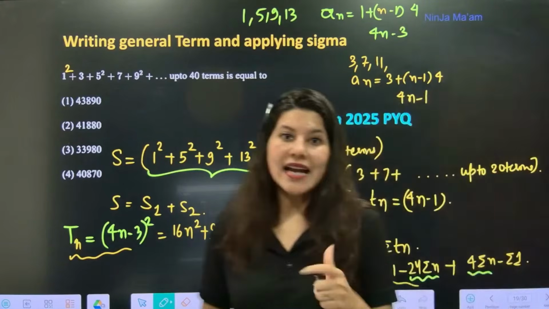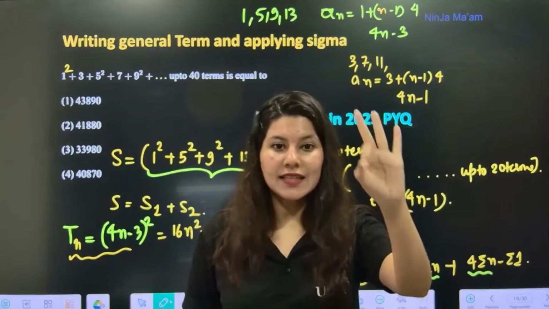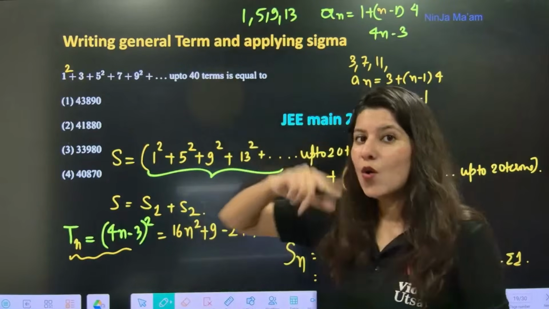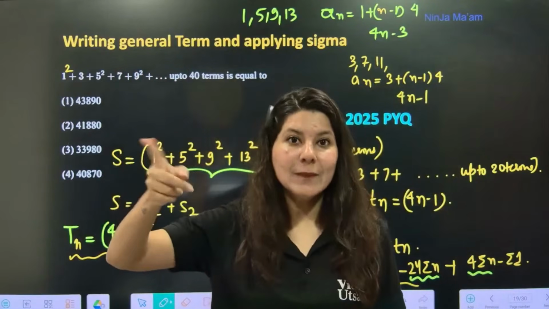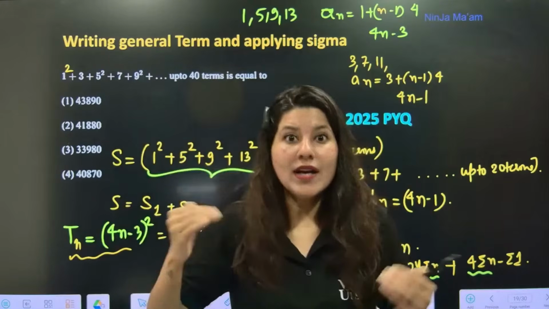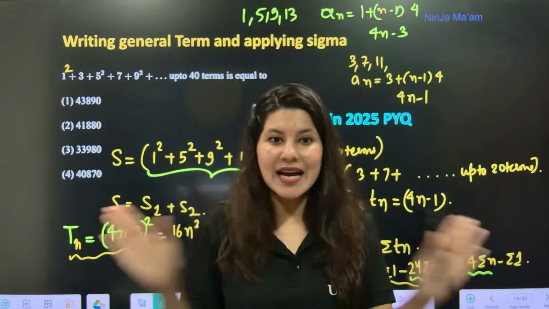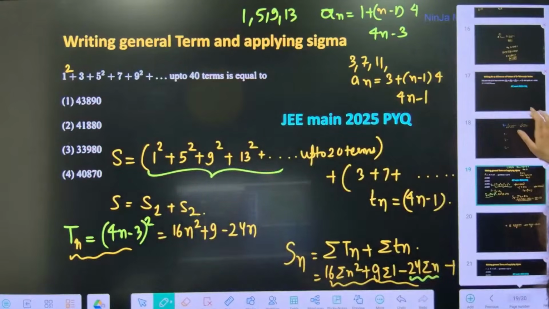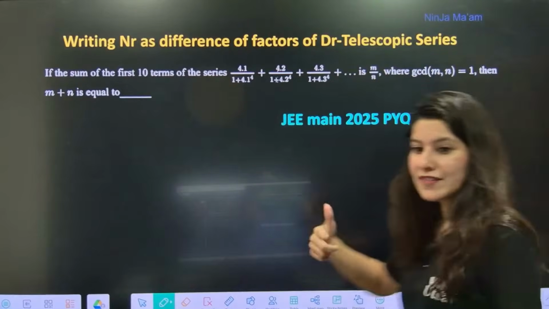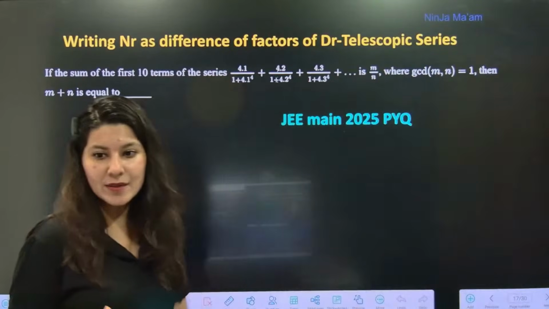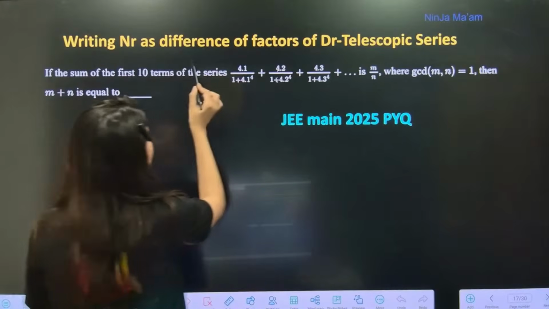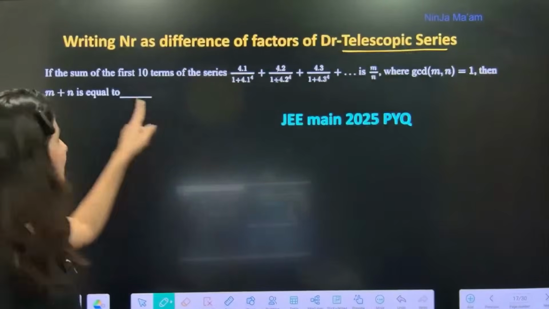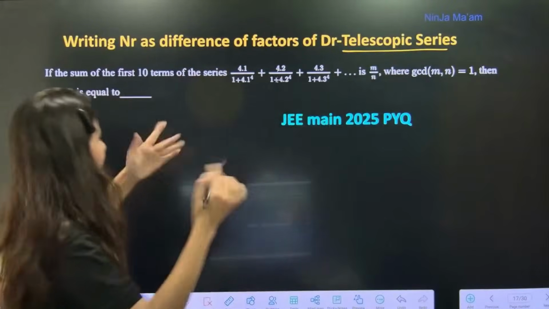Basically, category number 1 is summation series; 3 categories, 3 kinds of problems we are going to solve. Number 1: you see it and you will be able to write the general term. If you are able to write the general term, just apply sigma and you are done and dusted. What is the next category of summation? Next category is writing numerator as difference, basically telescopic series. In telescopic series also, you first have to write the general term.